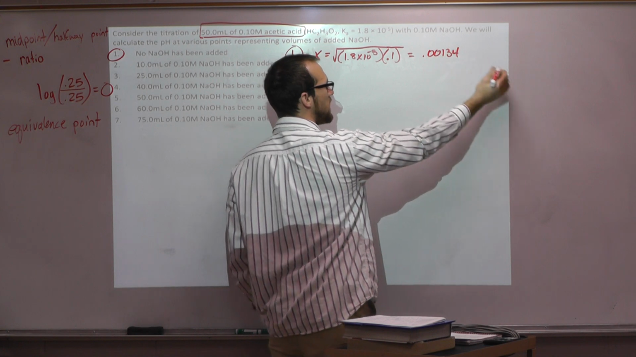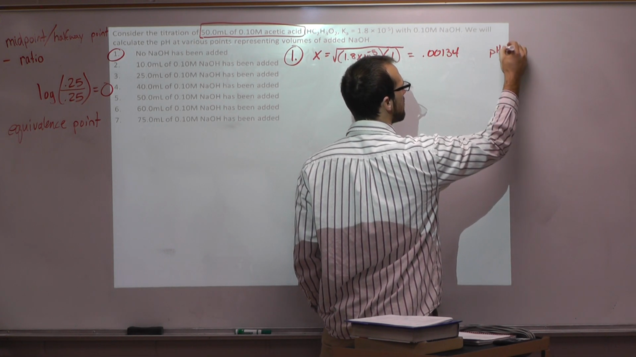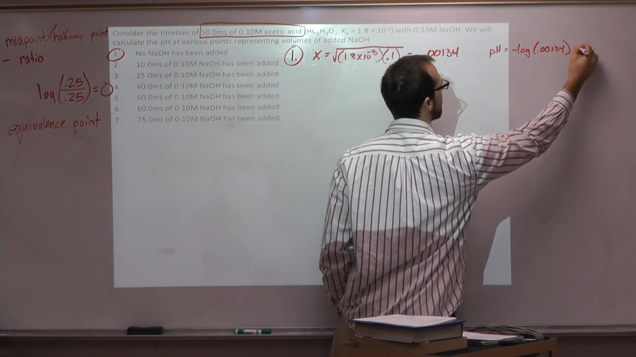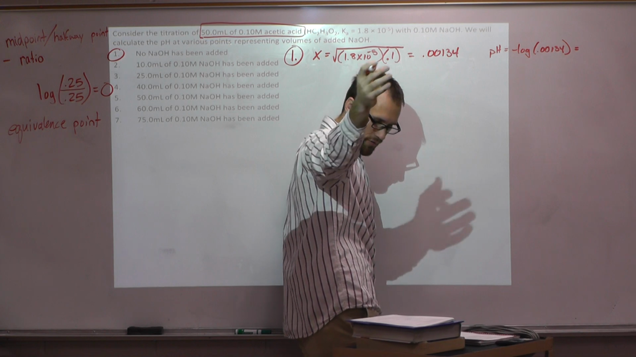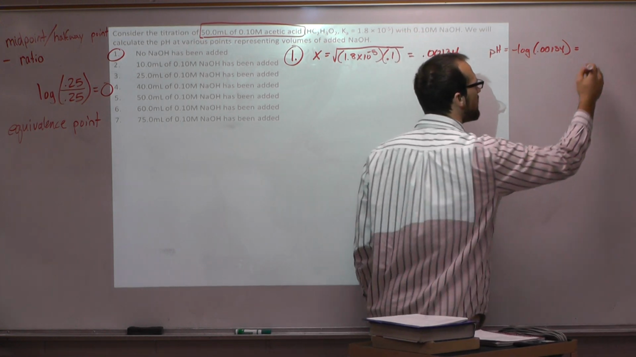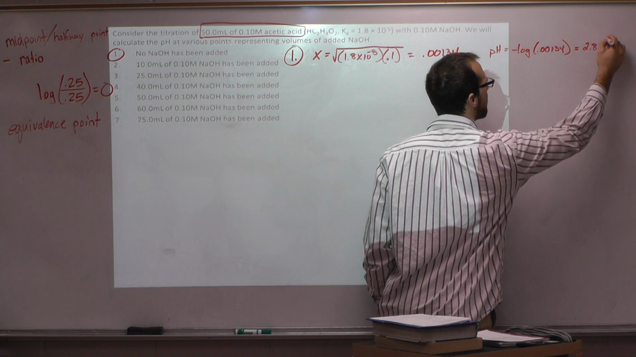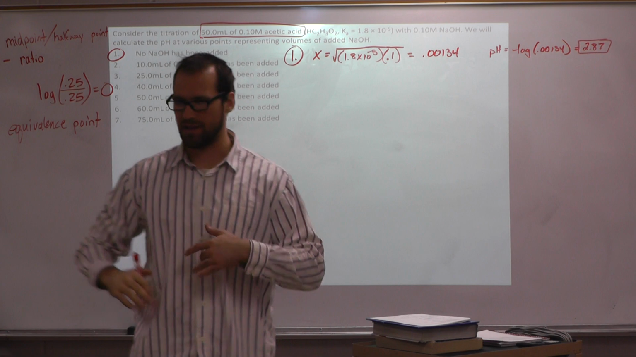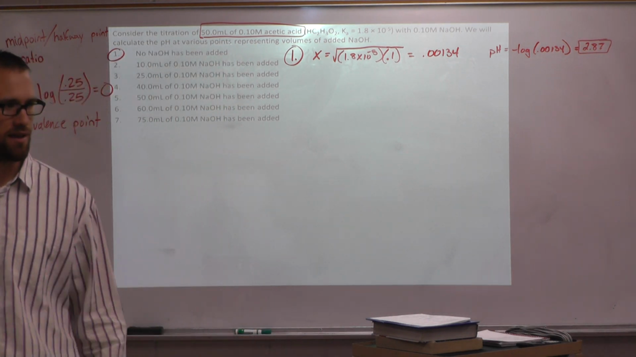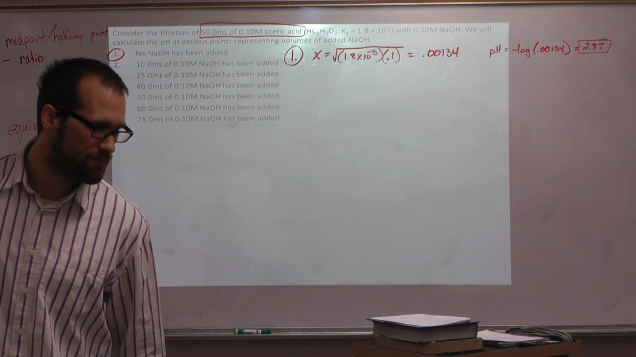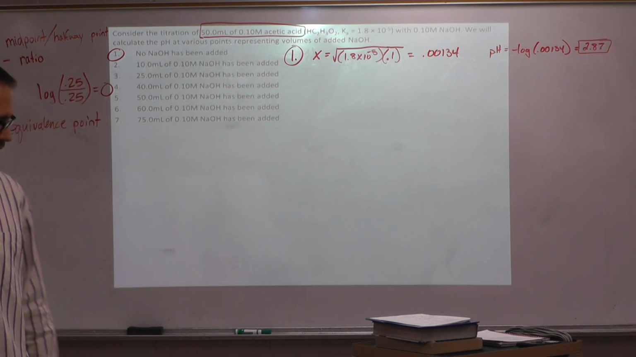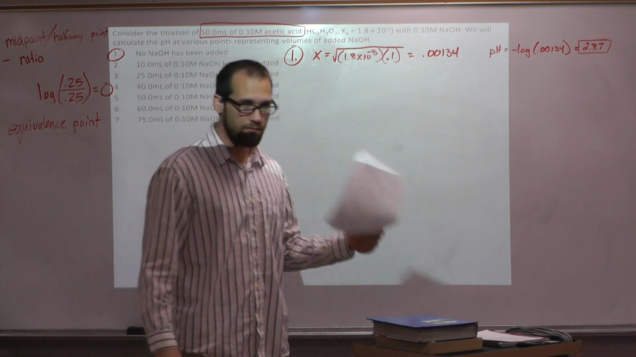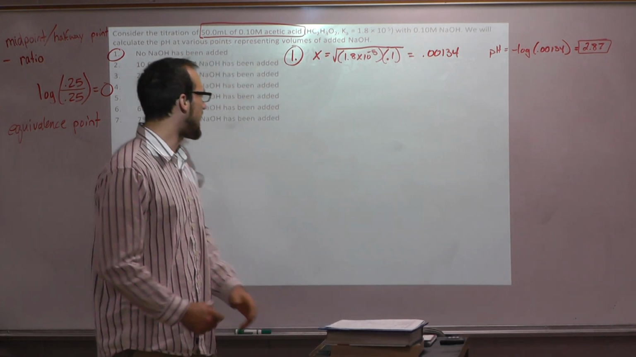So when you do that, you should get 0.00134, and how would I find the pH? And that'll give you a pH of... So that is the pH of my acid before I add any of my base and begin the titration. Write small, because we got a lot to do. Right? Second step.